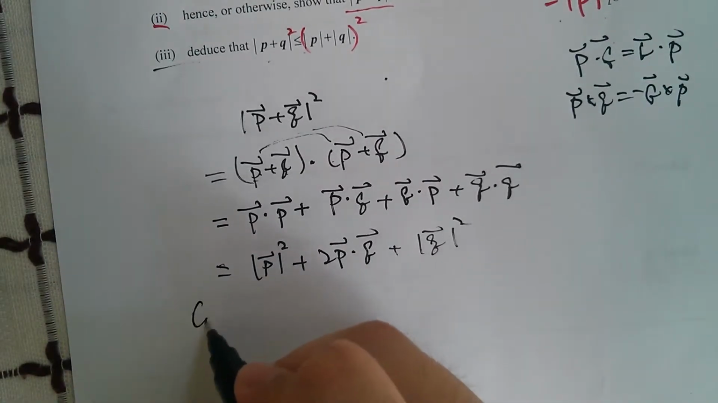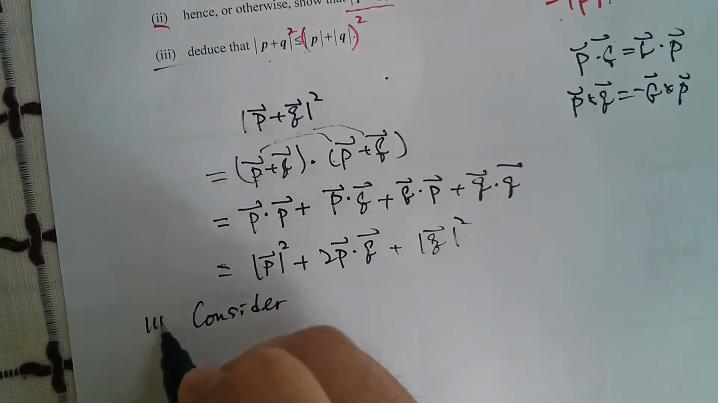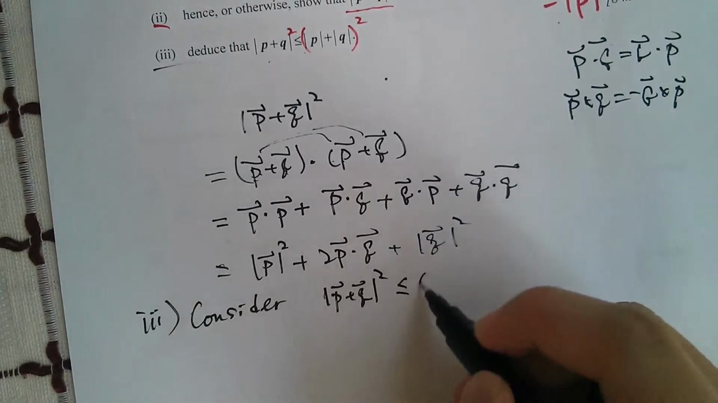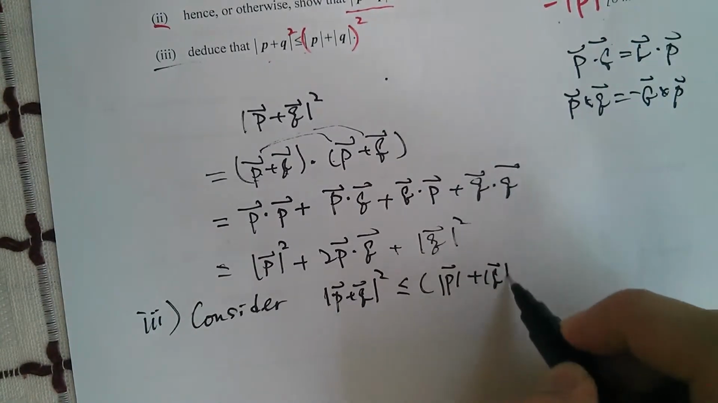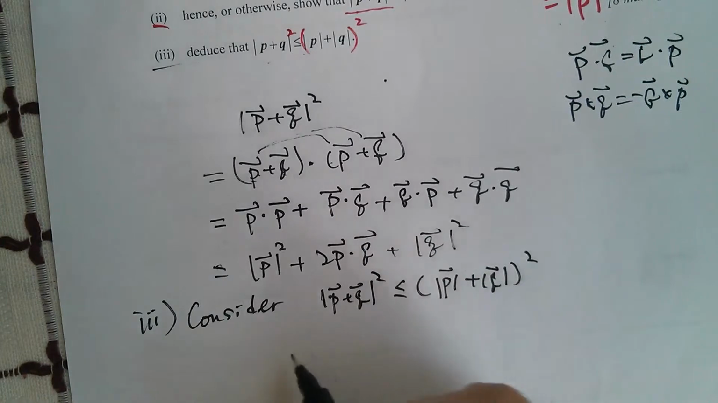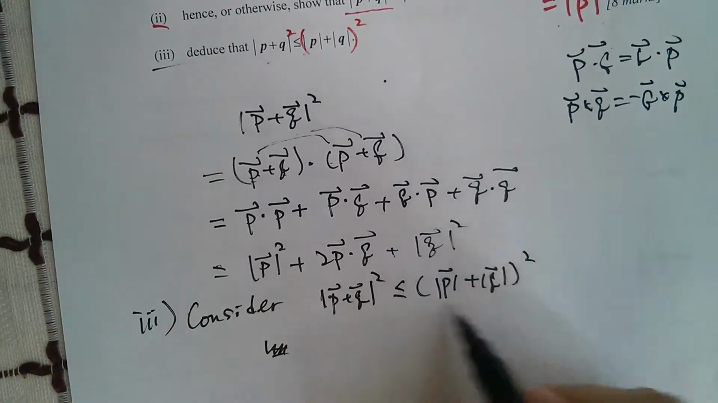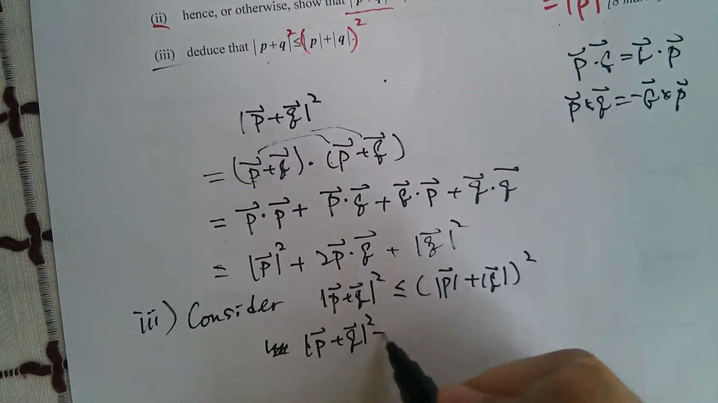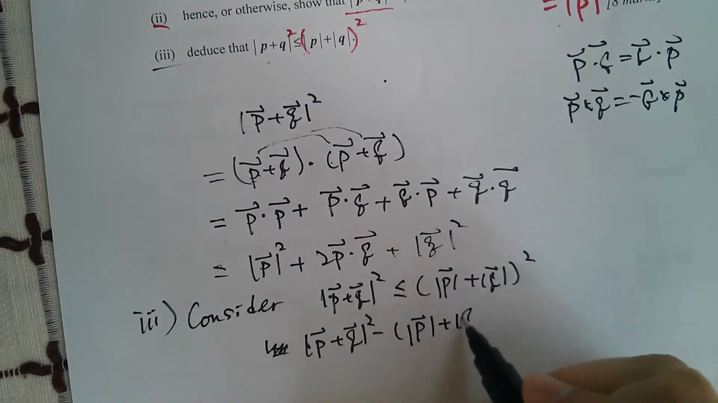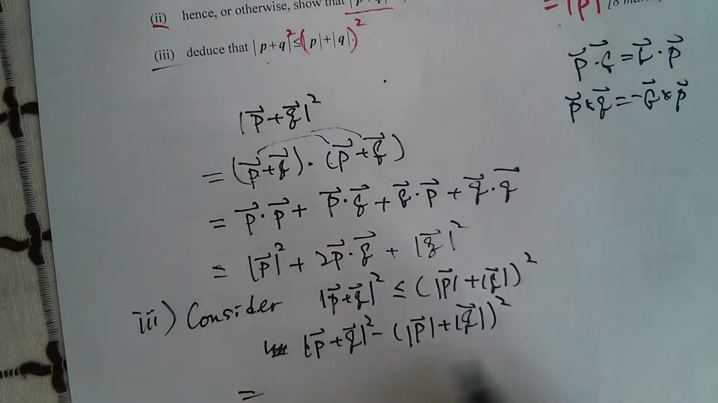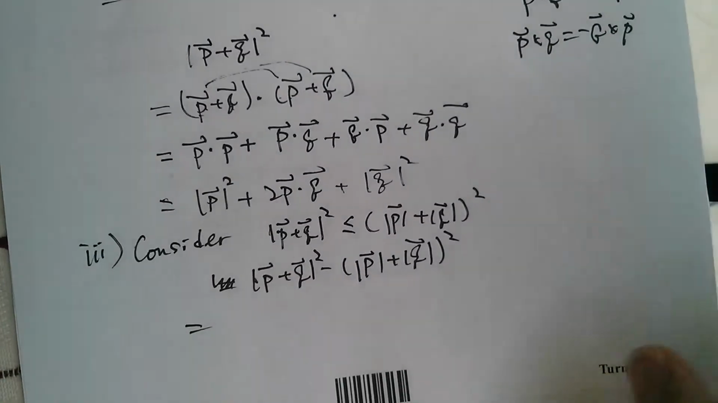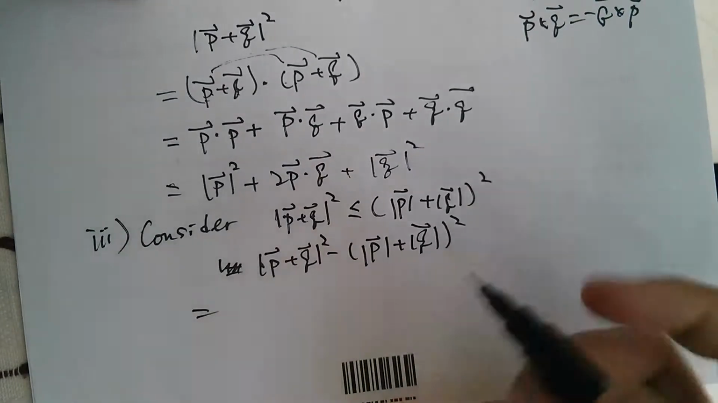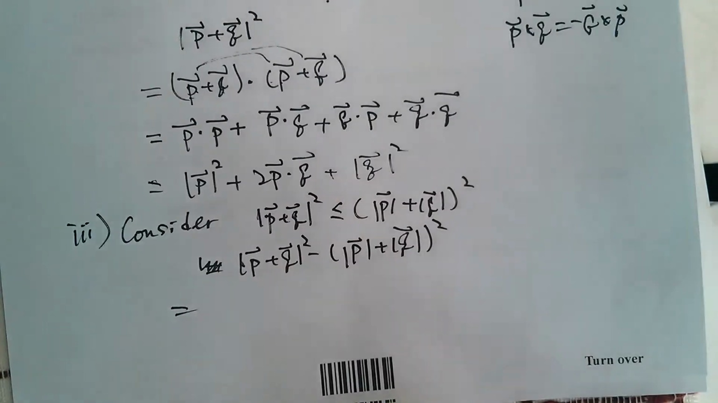So we're going to consider the square. And to show that this is smaller than this, we're going to subtract this from the left-hand side. So consider this minus. This is strategy number one. If this is smaller than this, when you subtract, you are expecting something negative at the end. So let's see if we actually get something negative. Okay, running out of pages.